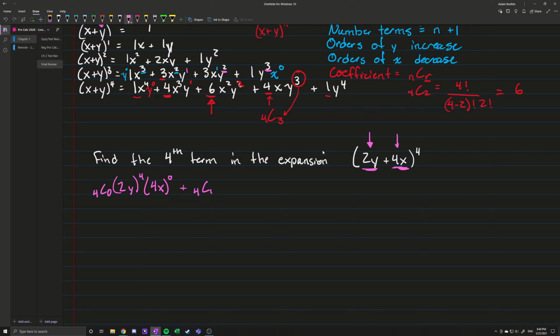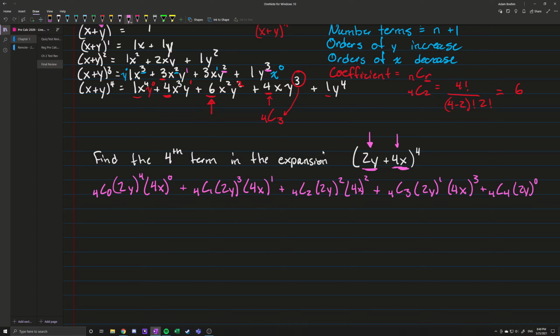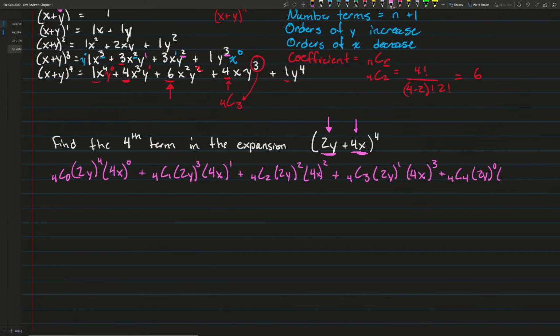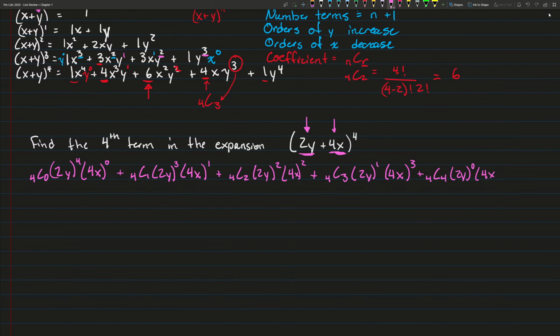The second term would be 4 choose 1 times 2y cubed times 4x to the first, plus 4 choose 2 times 2y squared times 4x to the second, and then plus 4 choose 3, 2y to the first, there should be an x in this one, times 4x cubed, and then finally 4 choose 4, 2y to the 0, times 4x to the fourth. Right, so that is the entire expansion.